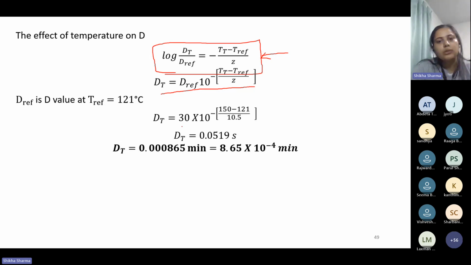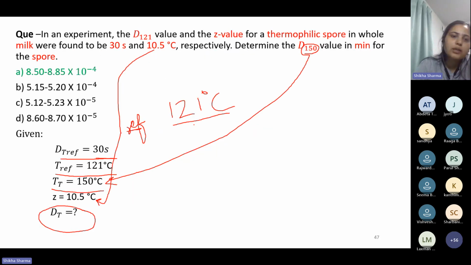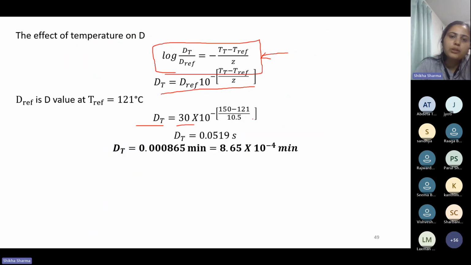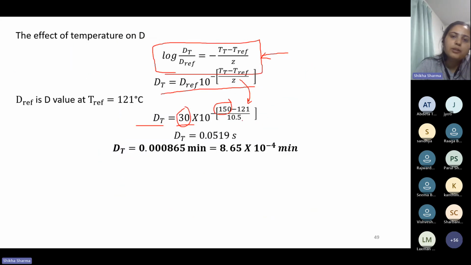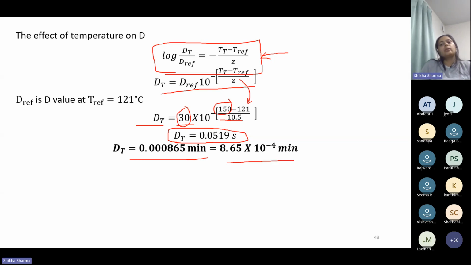So Dt, which is D at 150, equals D reference, which is D at 121, given as 30 seconds. So we put 30 into 10 to the power minus the temperature, which is 150, minus the reference, which is 121, divided by the Z value, which is given in the question as 10.5 degrees Celsius. When we solve, we get 0.0519 seconds as our D value. D value is the decimal reduction time, and it is in seconds, so we can convert it into minutes: 8.65 into 10 to the power minus 4 minutes.